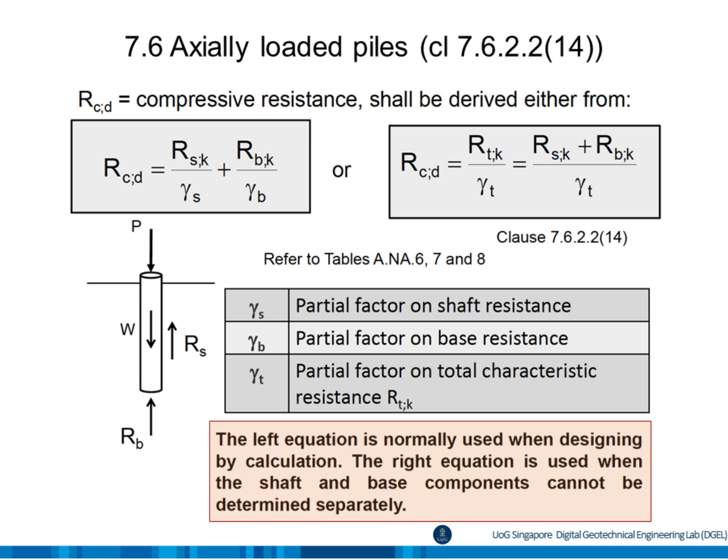The differences in partial factors between driven piles, bored piles, and CFA piles mainly reflect the increasing probability of unexpected effects during installation, which may influence the final bearing capacity.